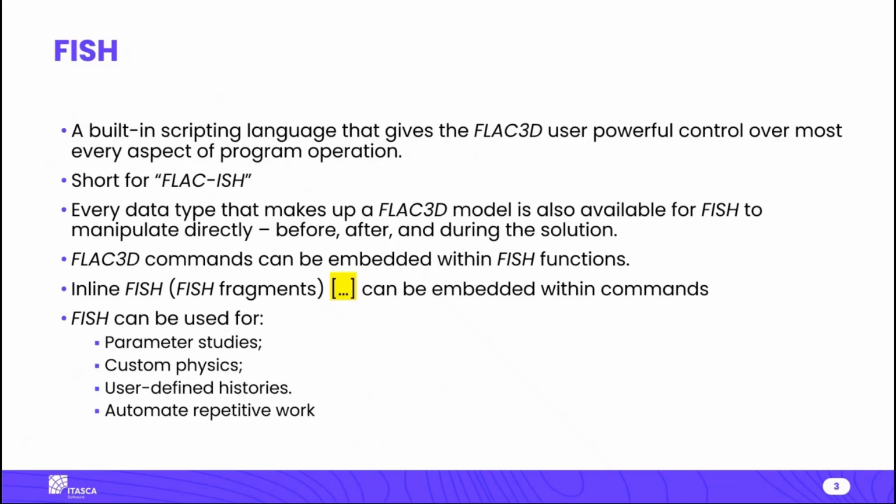Common uses of Fish are doing parameter studies, so running multiple models and seeing what happens when you change different parameters. Customizing the physics. You can actually change the way that the physics works and call something, for example, every time step to modify something. User-defined history, so you can make a graph of whatever you want. Automate repetitive work, of course.